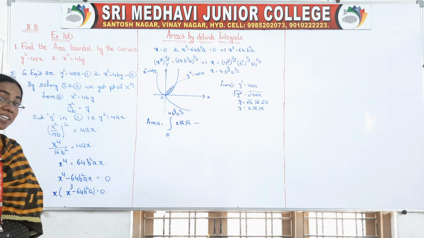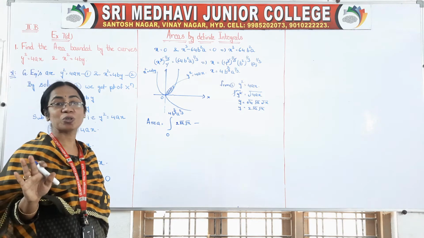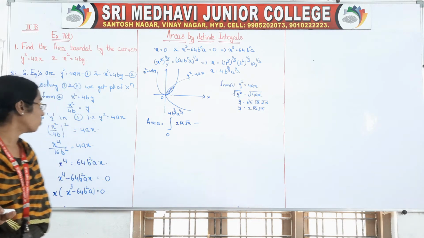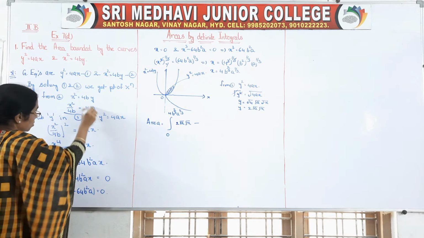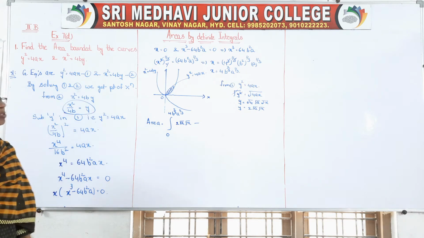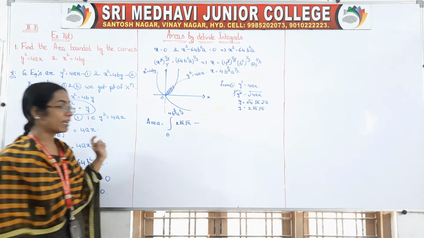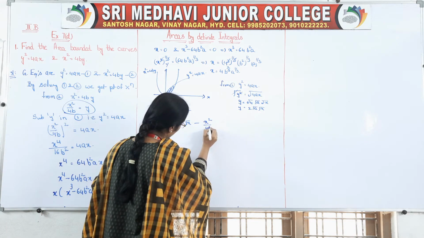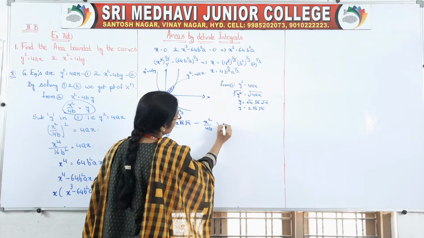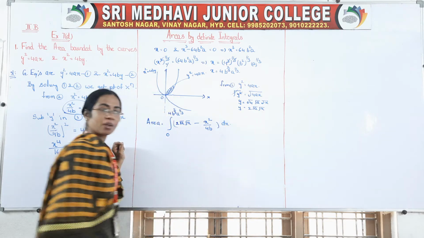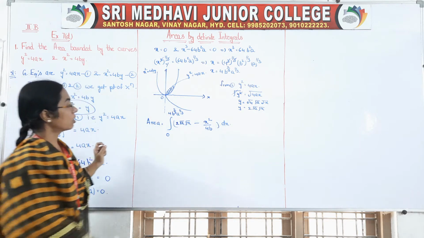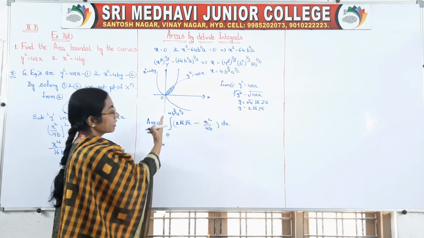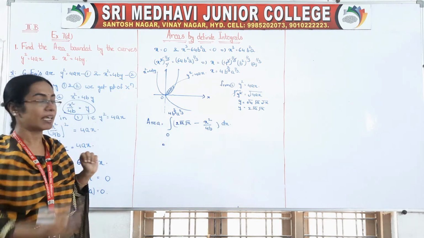But what I said, for the curve we only have to take y is equal to. So what is our y equal to? Y is equal to x square by 4b, right? So it is x square by 4b into dx. Now come on, first integrate, then you take the limits on the right side.